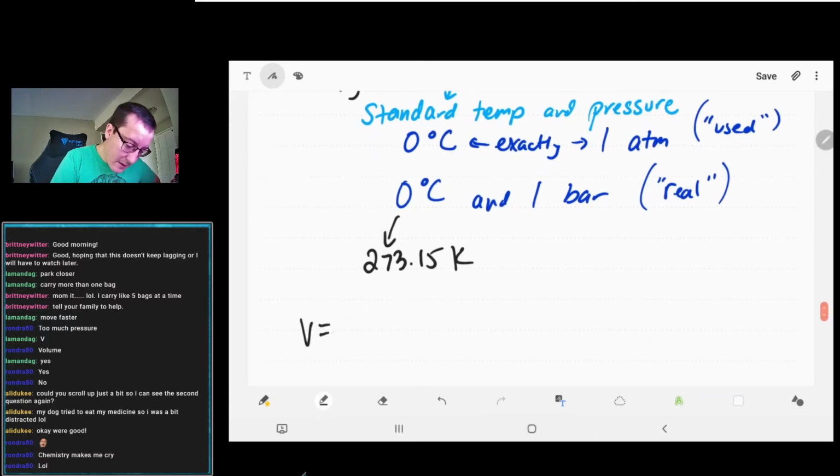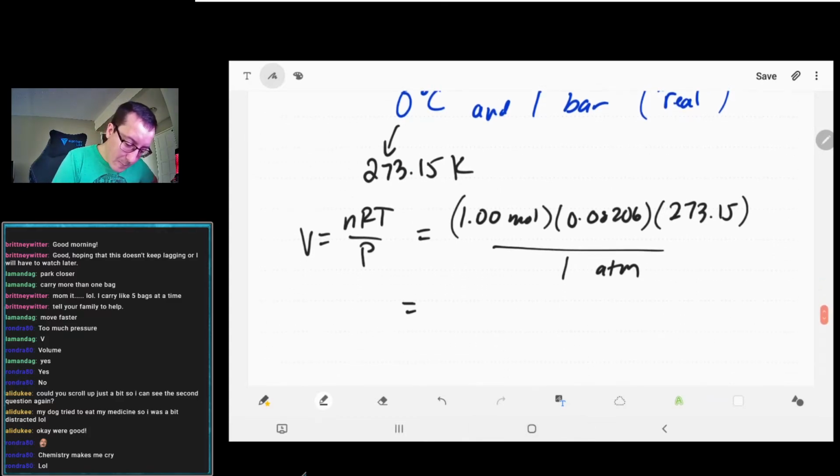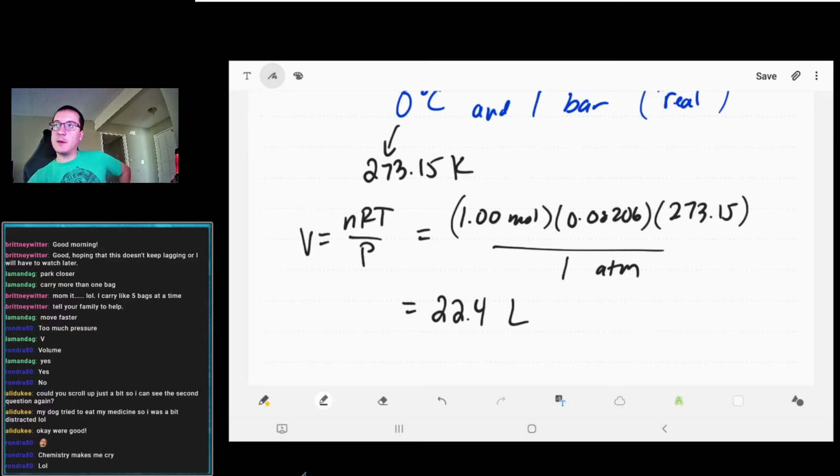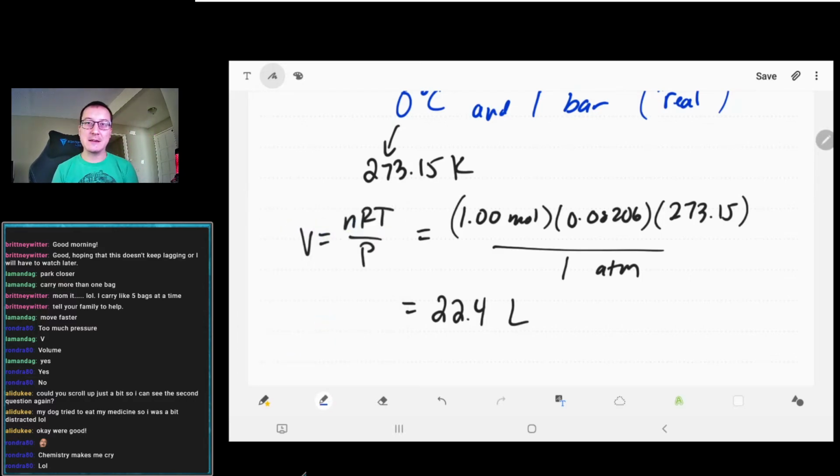So volume is nRT over P, which is 1 mole times the temperature, 273.15, over 1 atmosphere. You do this, you'll end up getting 22.4 liters. This is a special quantity because, well, it's kind of a passé quantity.